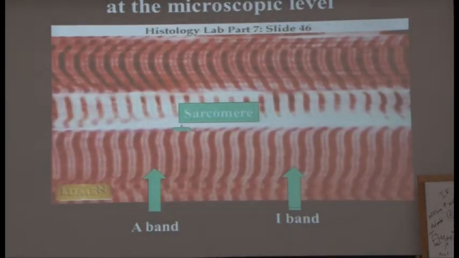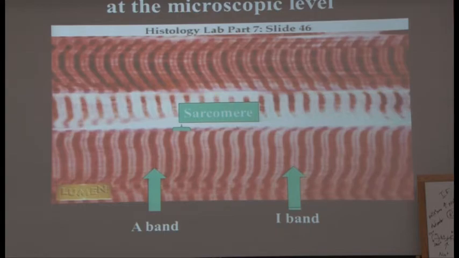So just as a quick review, remember a sarcomere runs from one Z line to the next Z line. So it's the middle of one I band through an A band to the middle of an I band. So when a muscle is relaxed, we have a fairly thick I band and a fairly thick A band. As a muscle contracts, the I band is going to begin to disappear because the Z line is going to be pulled toward the center of the sarcomere.